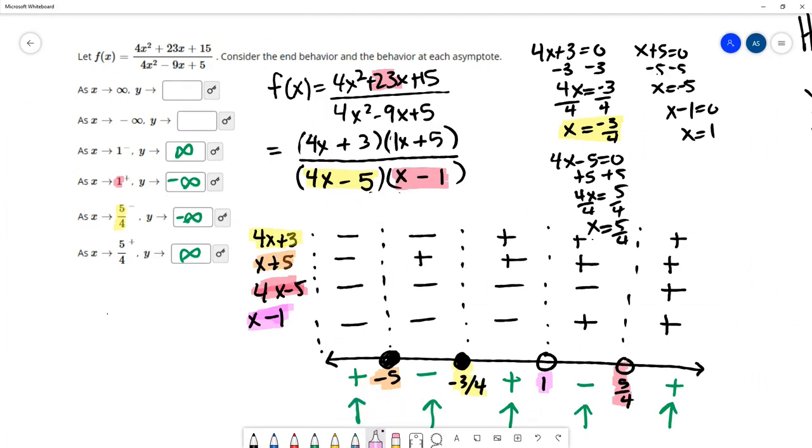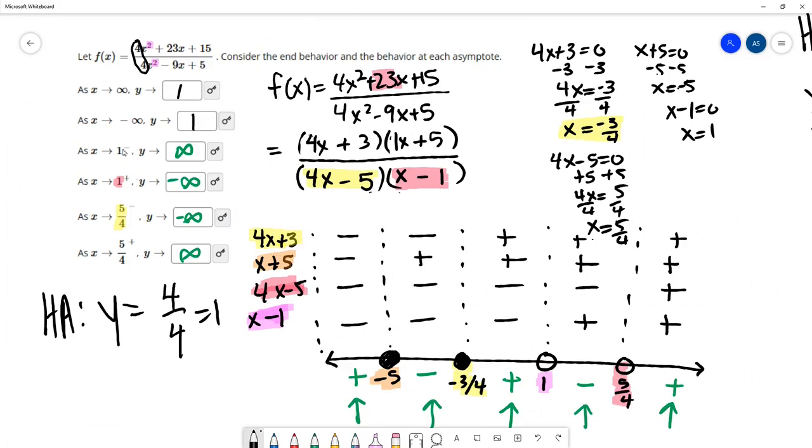So we notice that the degree of the numerator is 2 and the degree of the denominator is 2. Since they're the same, we're going to use the leading coefficients to determine the horizontal asymptote. The horizontal asymptote will be the ratio of the leading coefficients, so 4 over 4, which is 1. So our end behavior, the y will approach 1. So as x approaches infinity, y approaches 1 because of the horizontal asymptote. As x approaches negative infinity, y approaches 1 because of the horizontal asymptote.